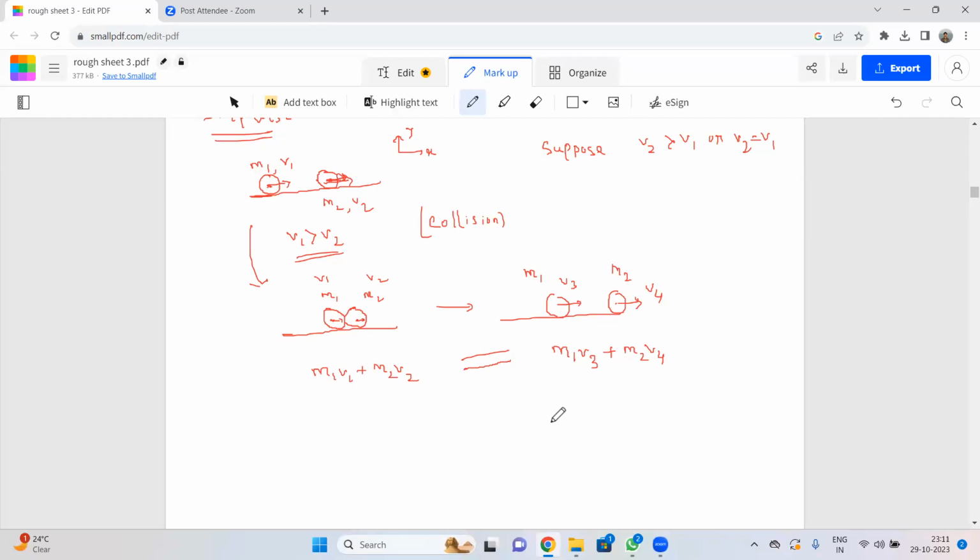So if it is given in your question that masses are given for both the balls, and initial velocities v1 and v2 are given, and the velocity of any one ball after the collision is provided to you, then you can find the other one. So that's the use of conservation of momentum.